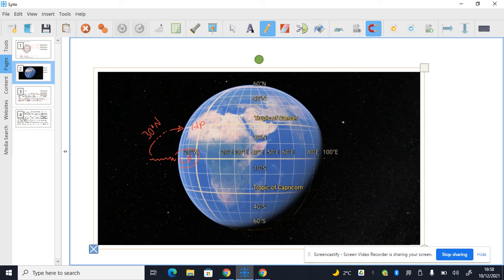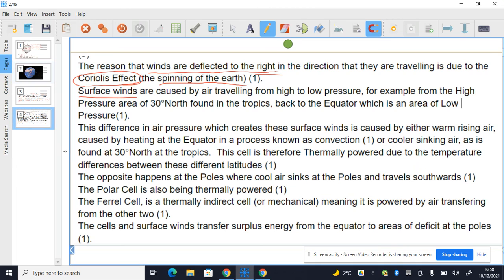Whenever there's a difference between 2 places with high pressure and low pressure, wind will always travel towards the low pressure area from the high pressure area. However, because the world is spinning, this is a high pressure area, this is low pressure. Because the world is spinning, those winds get deflected to the right. And of course, the opposite happens in the southern hemisphere because we have a high pressure area down here. So we have a little look at how that looks when you write it.